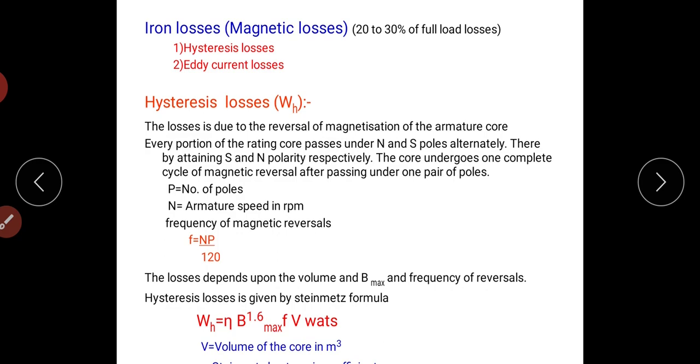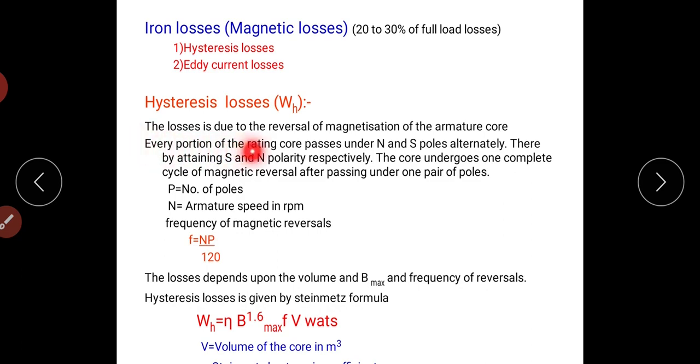So next one, iron losses. Iron losses are also called magnetic losses. These losses are approximately 20 to 30% of full load copper losses. The iron losses are divided into two types: hysteresis losses, and next one, eddy current losses. The hysteresis losses are represented by W suffix H. Mainly these losses are due to reversal of magnetization of the armature core.